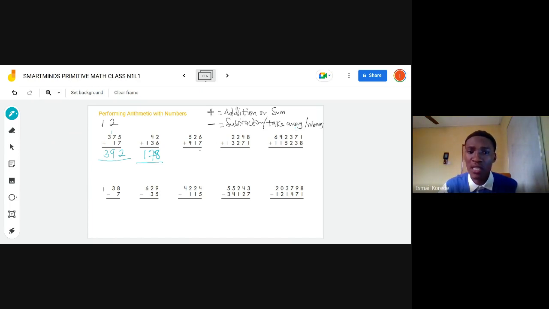So I have 3, 1. 1 plus 2 is 3. Then 3 plus 1 is 4. Then 5 plus 4 gives 9. 943. So let's add a 4-digit number and a 5-digit number. Let's see what that solution is going to be.